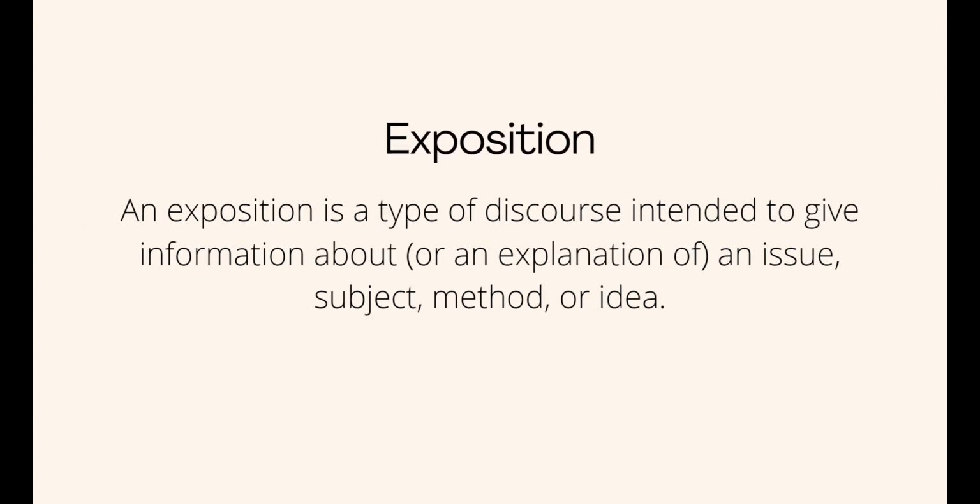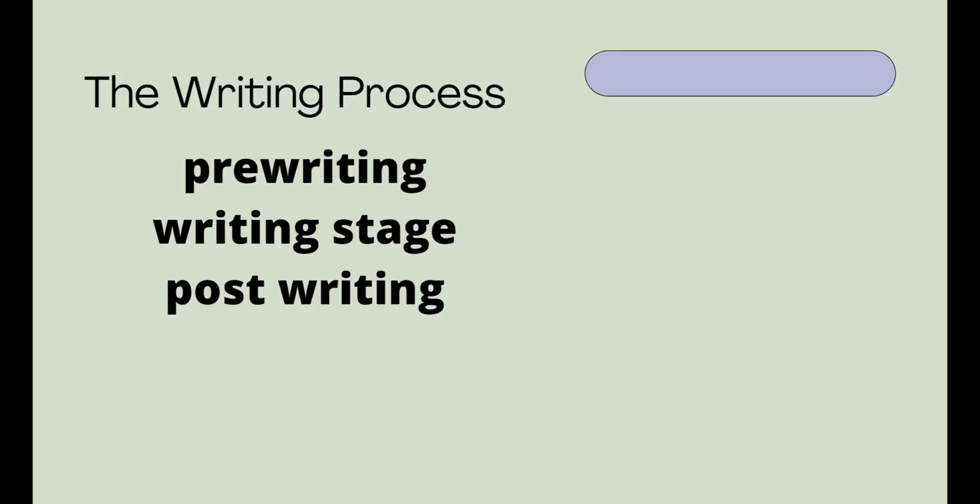And of course, we have the exposition. An exposition is a type of discourse intended to give information about or an explanation of an issue, subject, method, or idea. Its primary goal is to educate the audience on the subject under discussion. It includes definitions and comparative analysis of various ideas and beliefs. Now we're done with the types of discourse.